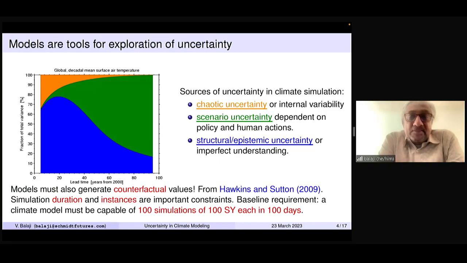So we talked about these three kinds of uncertainty: the internal variability or chaotic uncertainty; there's the scenario uncertainty, which is shown in green here; and there is the structural or epistemic uncertainty, which is our imperfect understanding of how the world works.